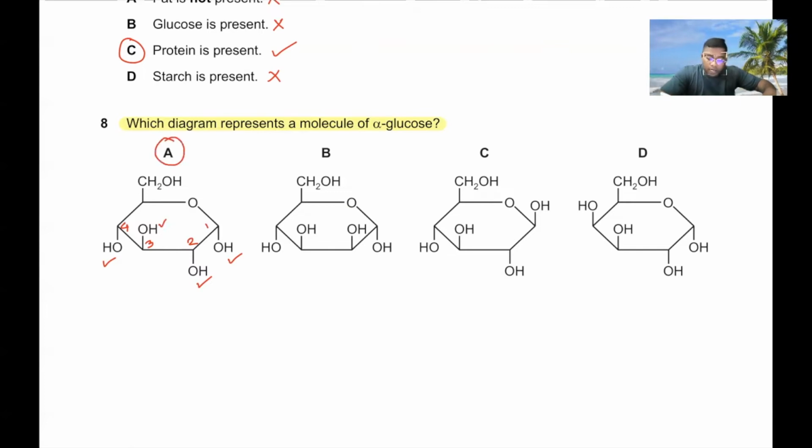Let's see why the other options are not correct. We can see both of these OH groups are inside, which is not typical of alpha glucose. Alpha glucose does not have the first OH at the top, and neither does it have the fourth OH at the top. So options B, C, D are obviously wrong.